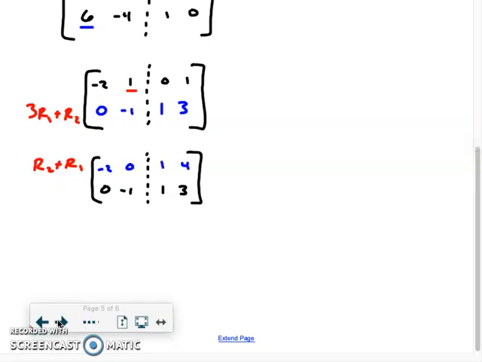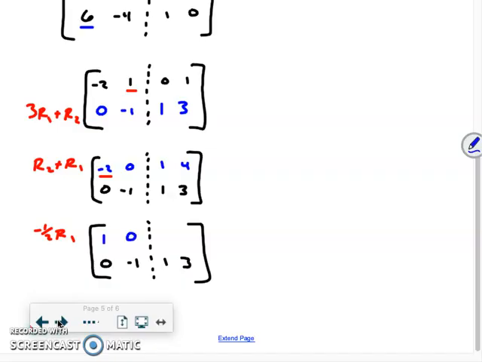And now, honestly, it doesn't really matter which order we go. Yeah, we're going to see a fraction in here, but we have to figure out a way to turn that -2 into a +1. So for the time being, we're going to leave the second row alone. But I need to turn that -2 into a +1, so I'm going to take -1/2 times the first row. So -1/2 times -2 is 1, -1/2 times 0 is 0, -1/2 times 1 is -1/2, and -1/2 times 4 is going to be -2.